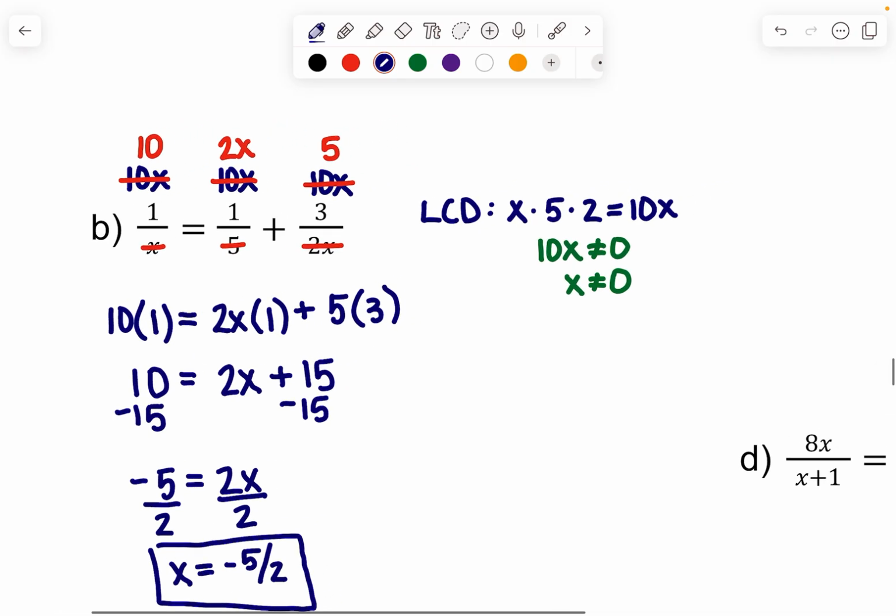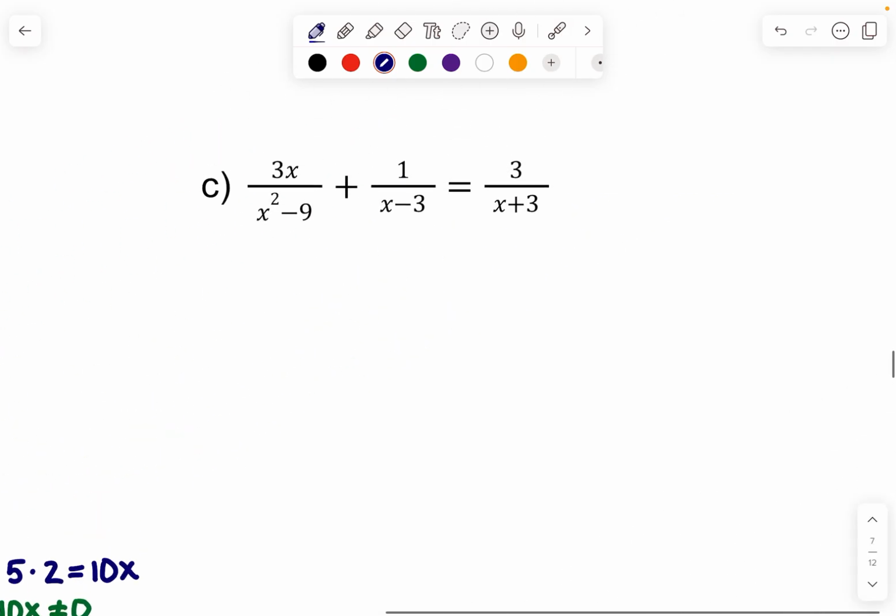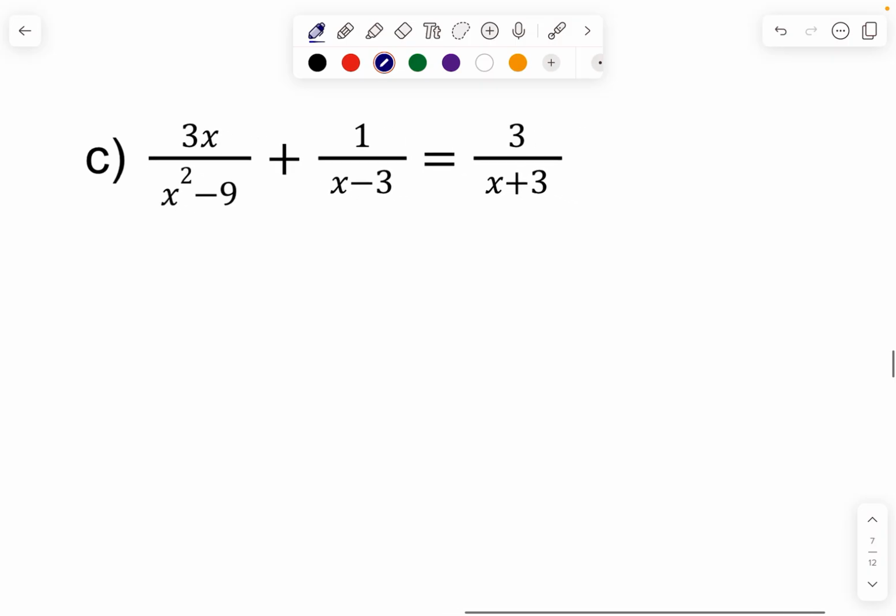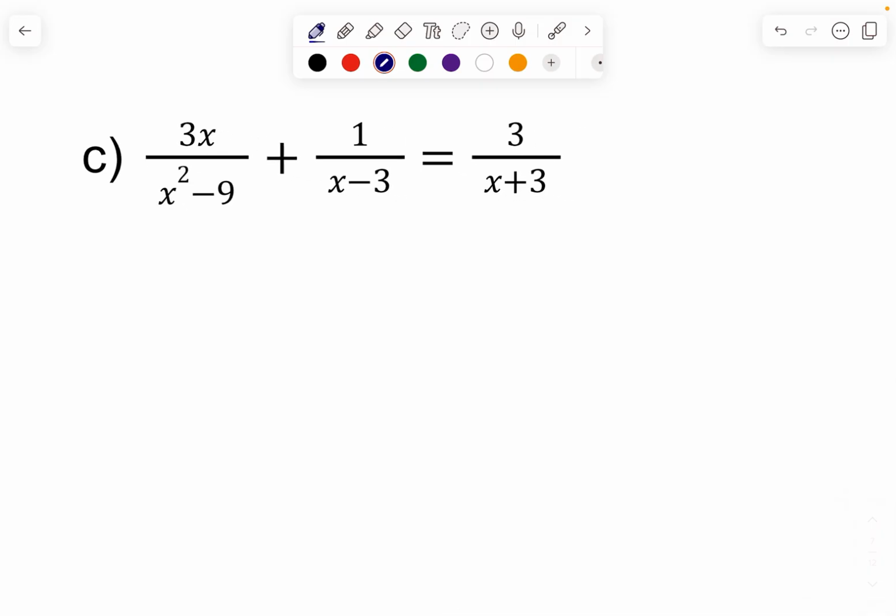All right, now over to C. So now we're going to get more binomial expressions where we need to do some factoring. So we have 3x over x squared minus 9. X squared minus 9 we can factor. So I'm going to cross it out, and I'm going to rewrite it as x plus 3 times x minus 3.